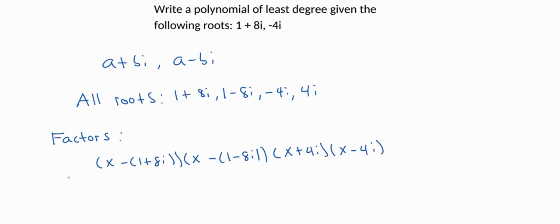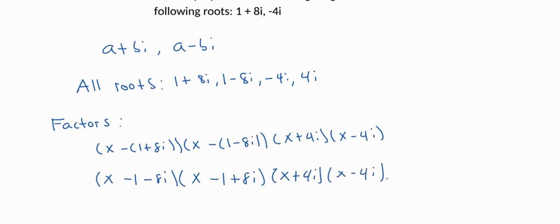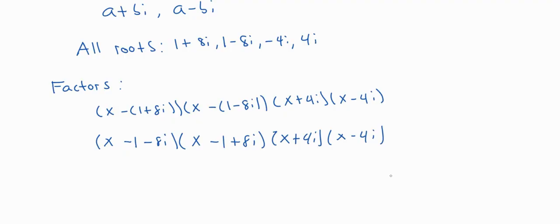So let's continue on. I'm going to go ahead and rewrite this a little bit so that the algebra becomes a little bit easier to do. So let's distribute the negative through this, and I'm going to do the same thing over here. And let's leave these alone. Okay, and now I'm going to write some parentheses right here.